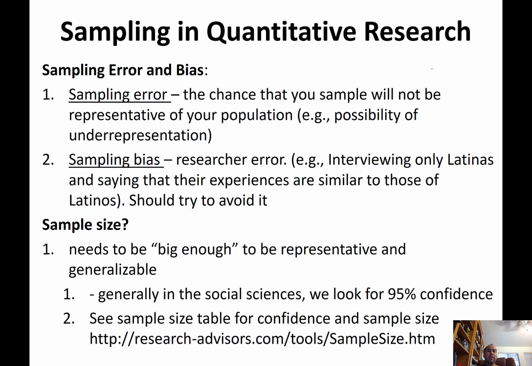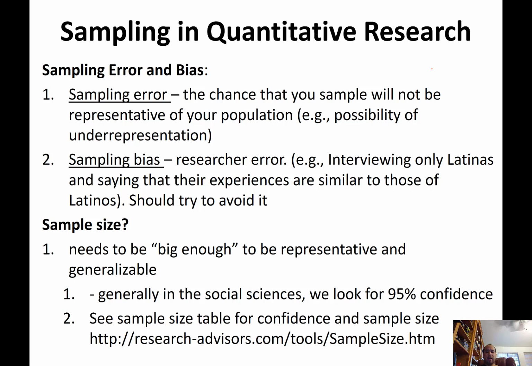And then you have sampling error. This is the chance that your sample was not going to be representative of the population. For whatever reason, you didn't account for a certain variable, and therefore the sample error increases. And then you have sample bias, and this is really the researcher error. So you really try to avoid the sampling bias as a researcher. Say for example, I'm interviewing only Latinas that say that their experiences are similar to those of Latinos, okay? This is a very specific sample, and when I get that specific, there's that greater chance of the bias, okay?